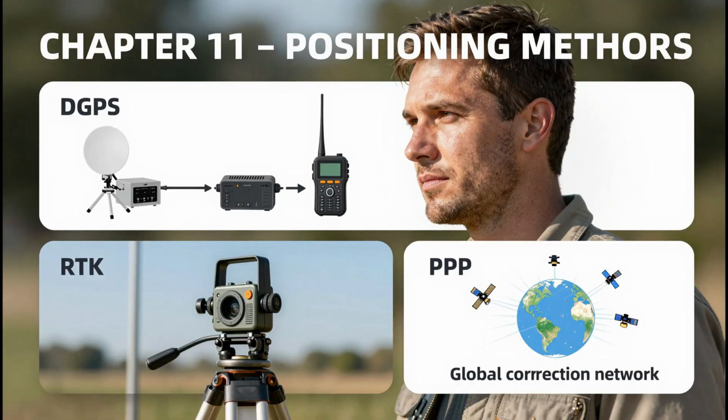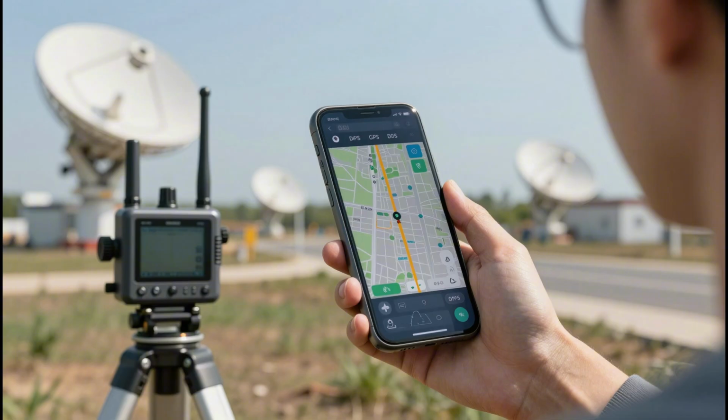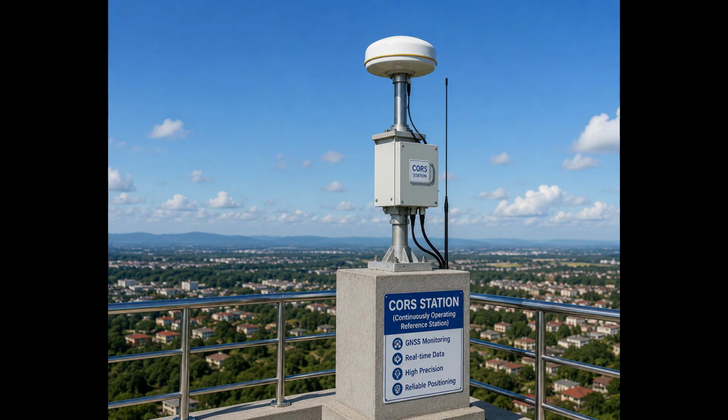Chapter 11. Positioning Methods. Different GNSS applications require different levels of accuracy. Several positioning techniques are available. Autonomous positioning, also called standalone positioning, uses signals directly from satellites. Accuracy typically ranges from 3 to 10 meters, suitable for everyday navigation. Differential GNSS, often called DGNSS, uses correction information from a known reference station, improves accuracy significantly.